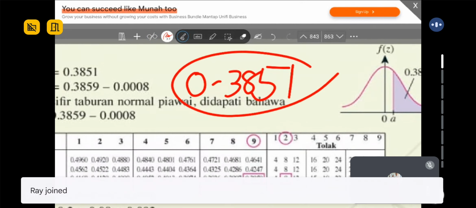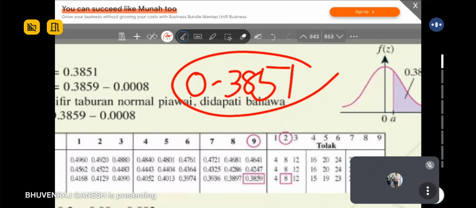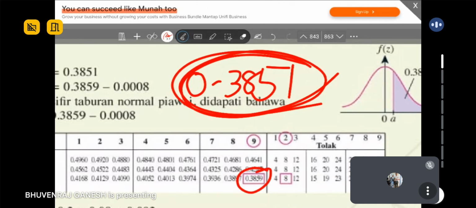0.3851. Cannot find. So, what to do, guys? Kamu kena cari nombor yang lebih besar dari yang tu. Selalu cari nombor lebih besar dari yang ni. Find the number bigger than it and closest to 0.3851. So the number bigger and closest is 0.3859.